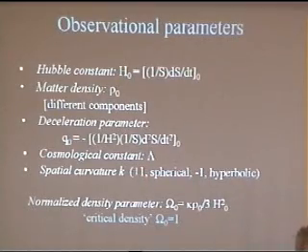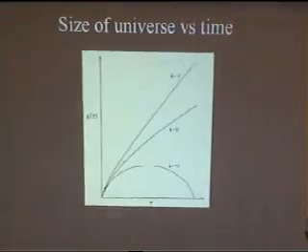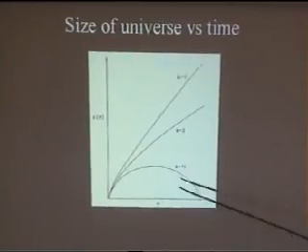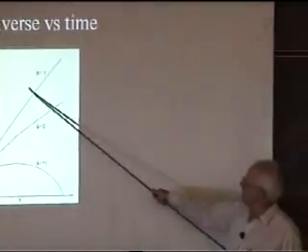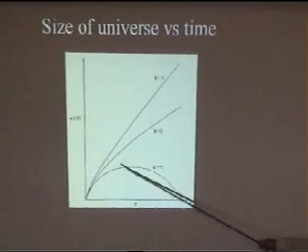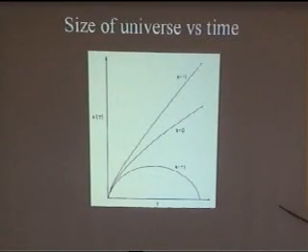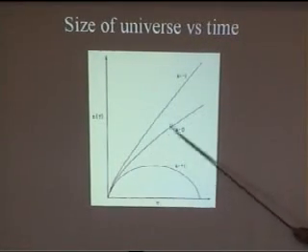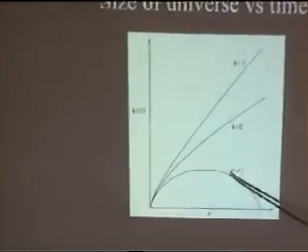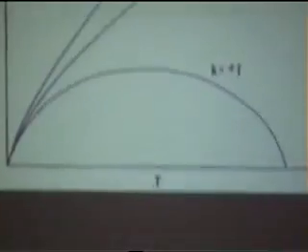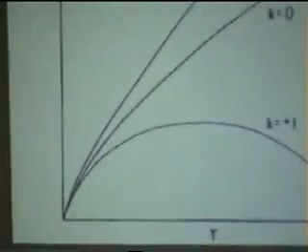And what does that critical value mean? Well, it's the difference between models which recollapse and models which expand forever. You're at the critical density. If you have no cosmological constant, you are precisely at omega is 1. In this case, omega is bigger than 1 in the models that recollapse, and omega is less than 1 in the models that expand forever.